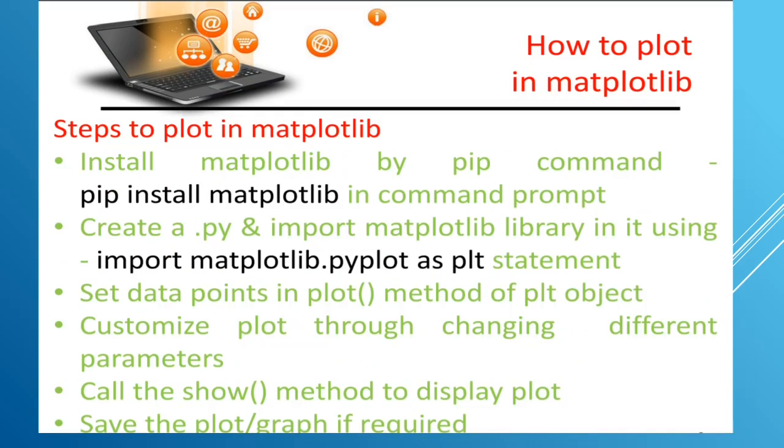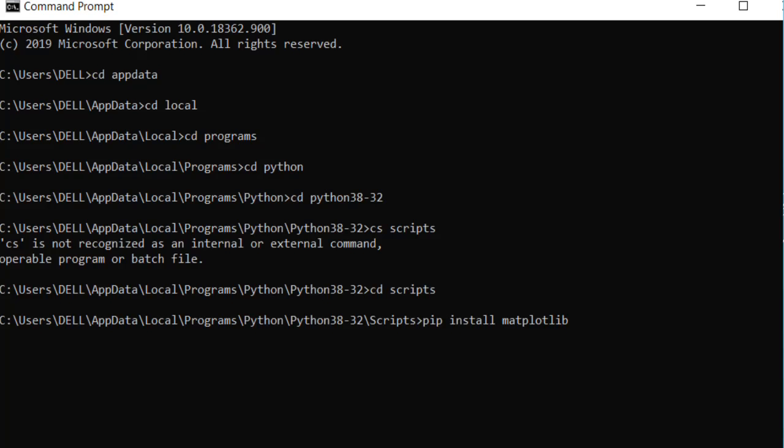Okay, and the next is how to plot in the Matplotlib library. The steps: first we should open the command prompt. How can we open the command prompt? From the search box simply type the cmd command. After typing the cmd command, the command prompt option is displayed on the screen. Just click on it, and the command prompt is displayed on the screen.